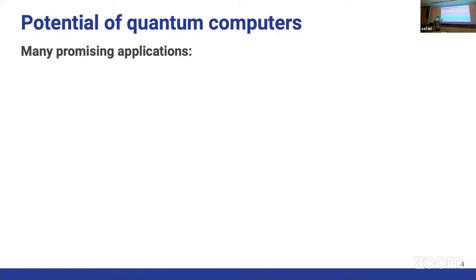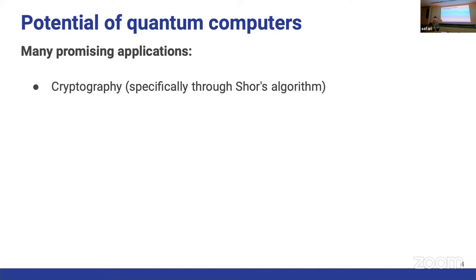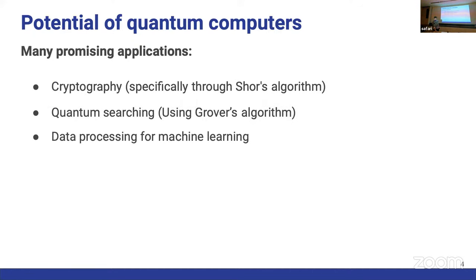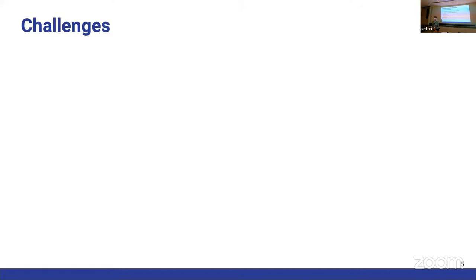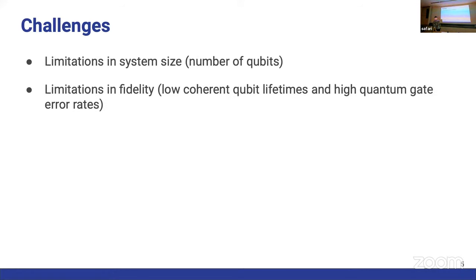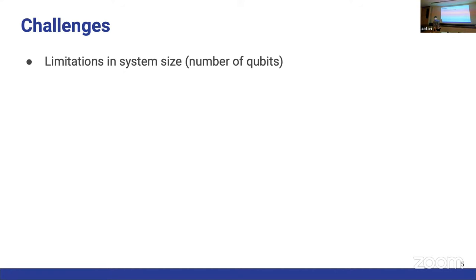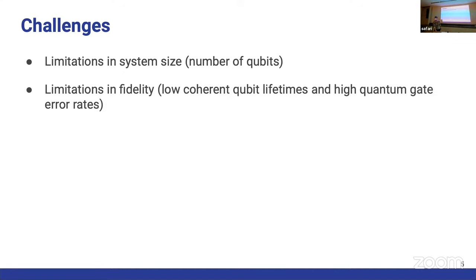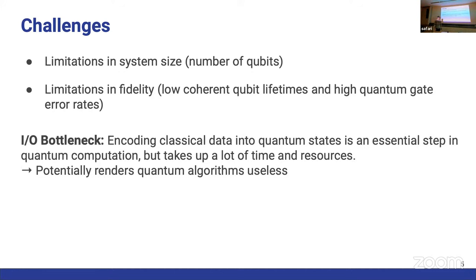Quantum computers have many promising applications, including areas like cryptography, quantum searching, data processing for machine learning, molecular simulation, and many more. But unfortunately, this potential cannot yet be realized due to several limitations, like the limitation in system size, referring to the number of qubits that can be hosted by quantum computers, as well as limitations in fidelity, referring to the difficulty of keeping qubits in a coherent state for prolonged periods of time, as well as high quantum gate error rates. One particular issue I want to talk about to you today is the I/O bottleneck.